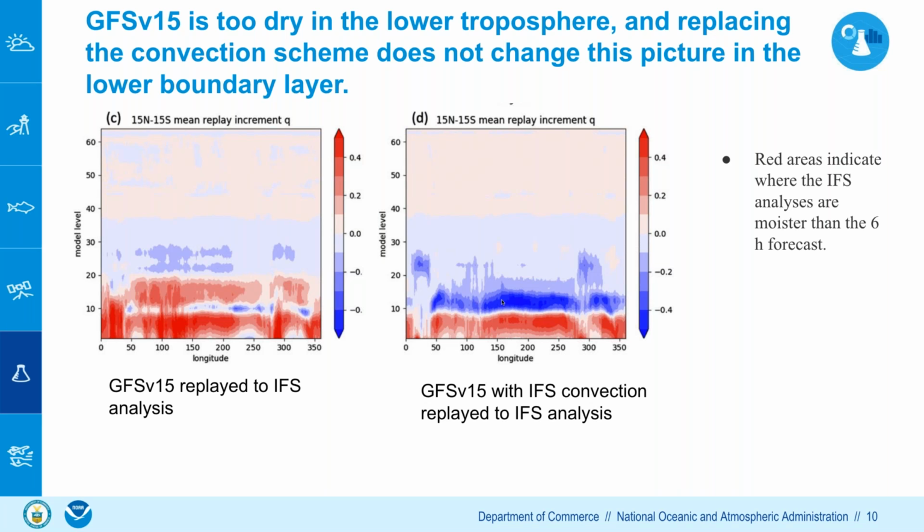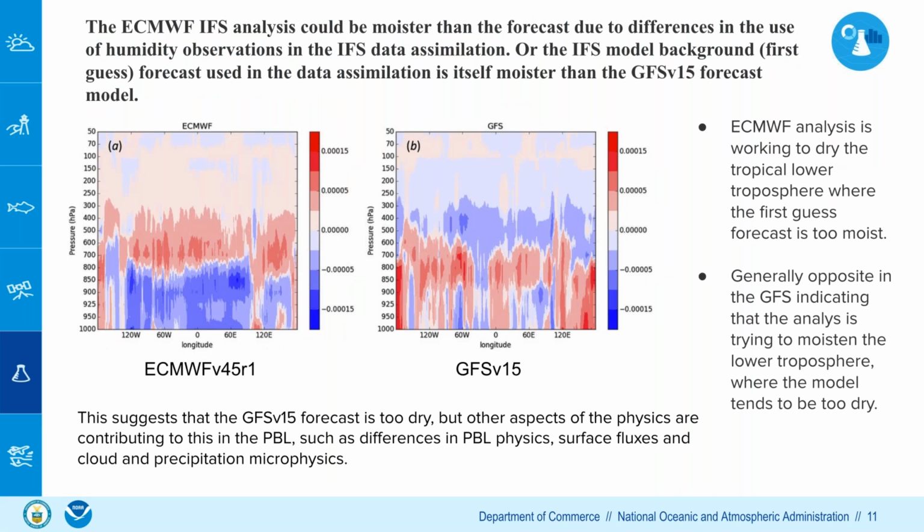It does look like there's some difference in the lower troposphere, mid-troposphere, which is definitely attributed to the cumulus convection scheme. But the lower boundary layer is still too dry, even when we have the IFS shallow and deep convection schemes.